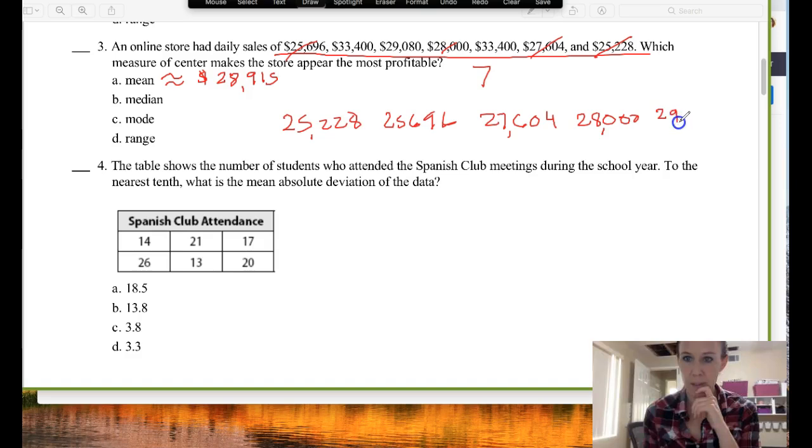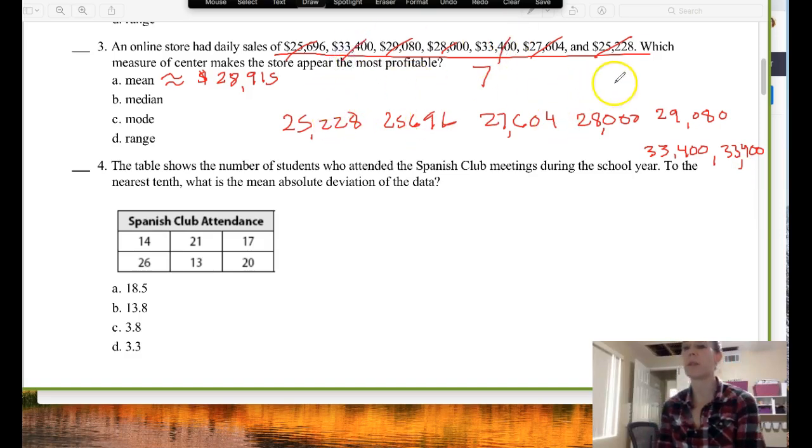29,000. I'm running out of room because I wrote too big. 29,080. And then I'm going to just squish down here. Let's see. And then 33,400 happens twice. 33,400. All right. So we have to find the middle.